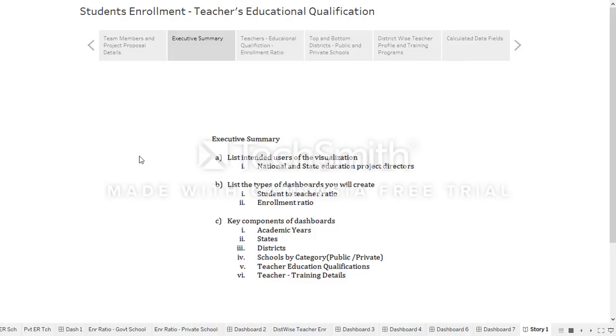And the key components of the dashboard are: we have the academic years, we have the various states, the districts in respective states, and also the public and private schools, the teachers' education qualification, and their training details.